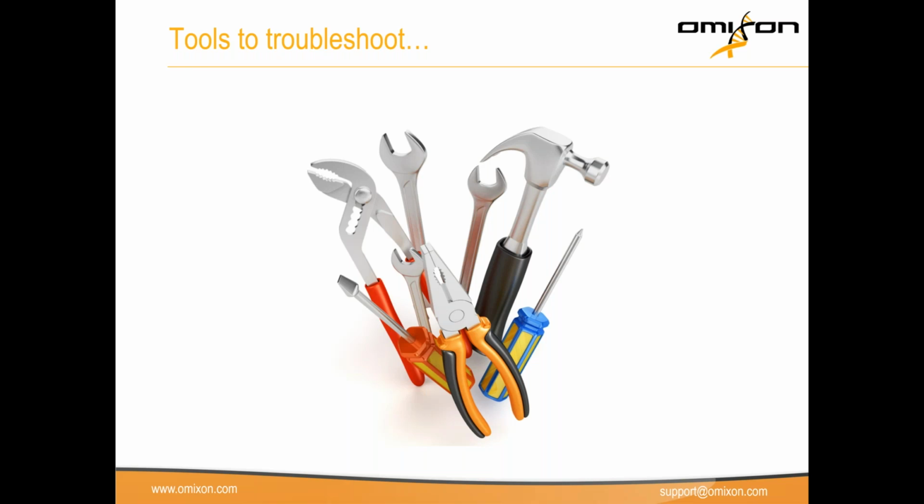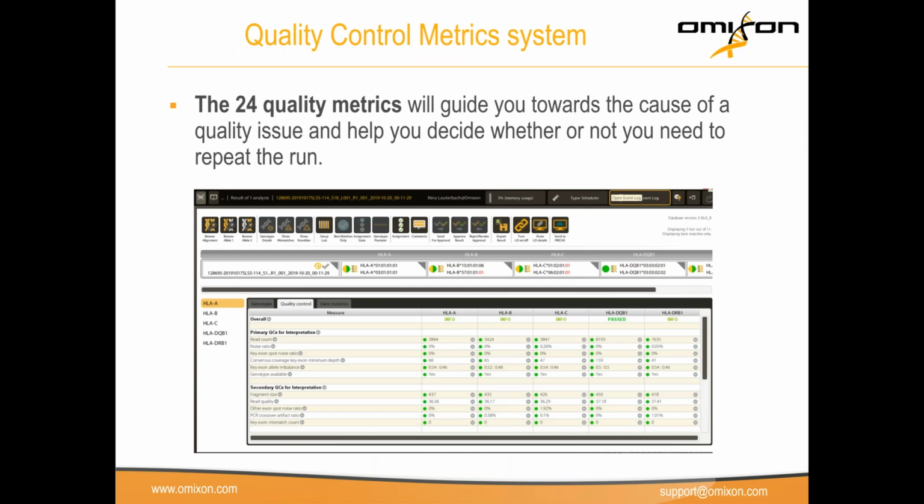The most important one that we offer is the quality control metric system. As I already said, we have 24 quality control metrics in the software. And these will guide you towards the cause of a quality issue and help you decide whether or not you need to repeat the run. So below you can see an example of one sample.